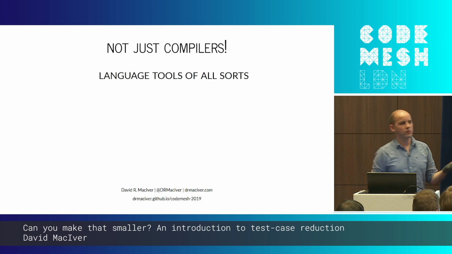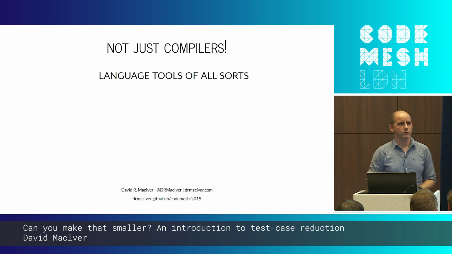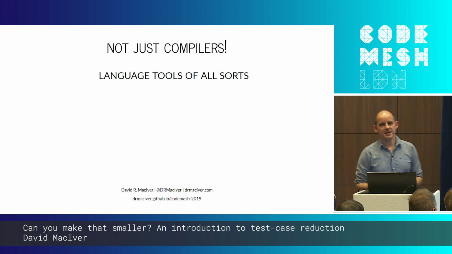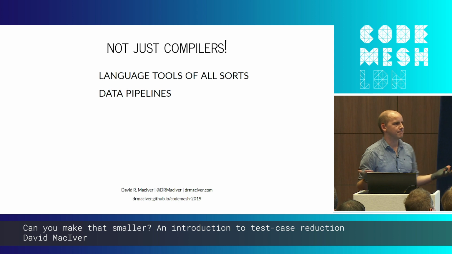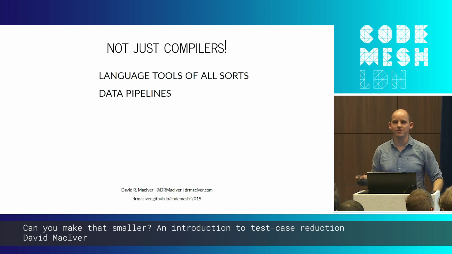And so yeah, we've got language tools of all sorts. Our compilers are mostly pretty robust, but we're using formatters, we're using linters, we're using refactoring tools. So anything that takes a source file as an input language is already fair game here. But also we've got all these data pipelines. Most programs are just taking some input format and producing some output format.